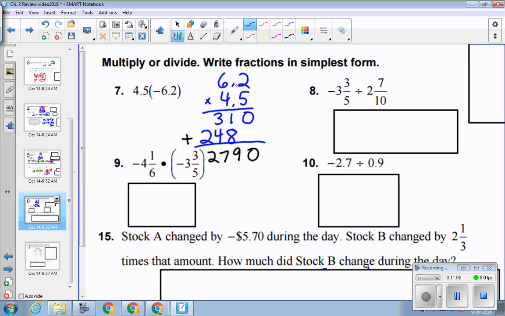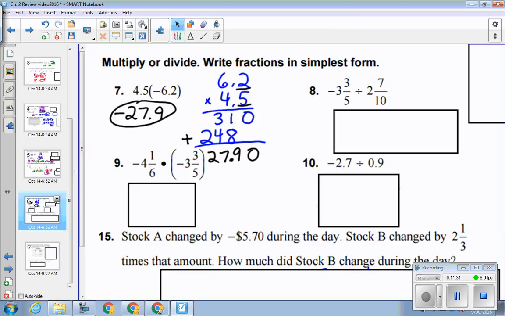And since there are 2 decimal places in our factors, we go 2 places over. And our answer is not quite done till we check the sign. And since we're multiplying a positive times a negative, we have to remember the negative sign. And we don't need to write that 0 in the hundredths place. It's unnecessary.